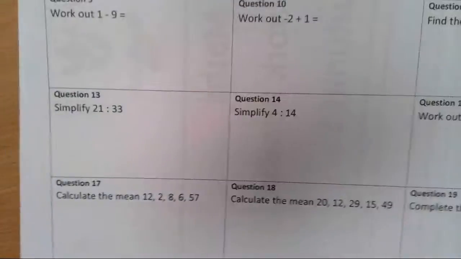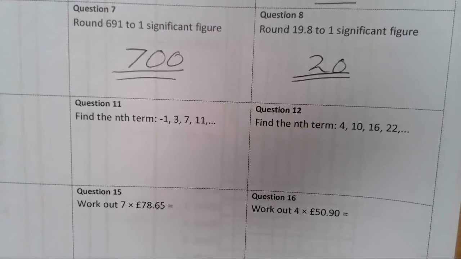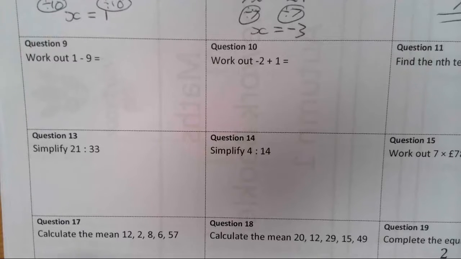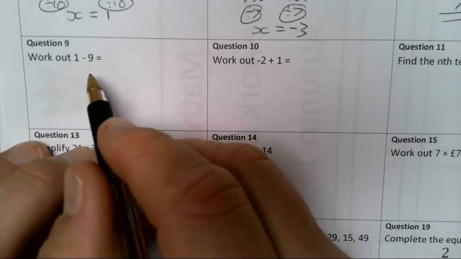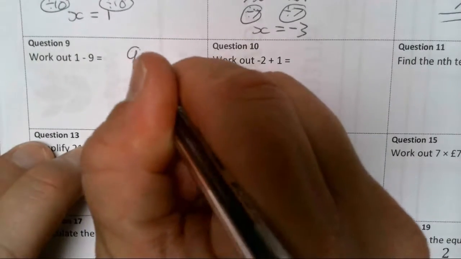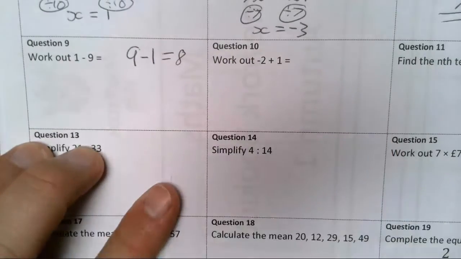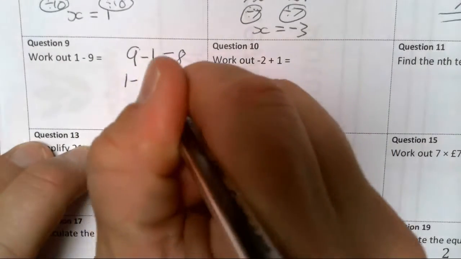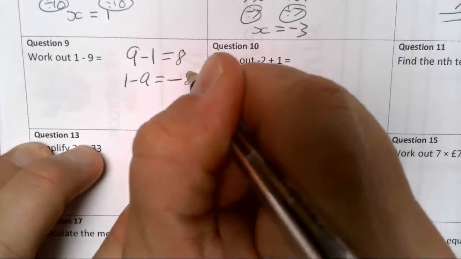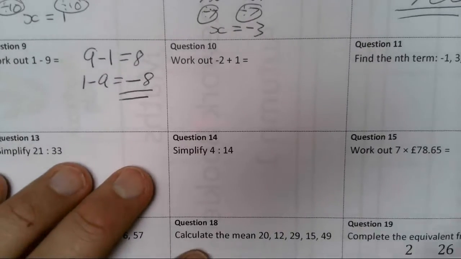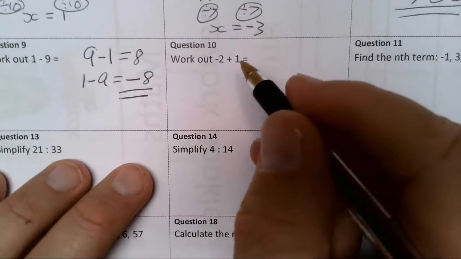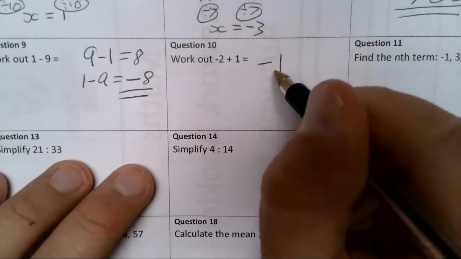Question number 9. I've got 1, take away 9. Okay, so what I'm going to use is something called the additive inverse. So I know that 9 take away 1 is 8. So 1 take away 9 must be minus 8. Okay, so that's called the additive inverse when I use that. Minus 2 plus 1. If I'm on minus 2 and I go up 1, I'm on minus 1.